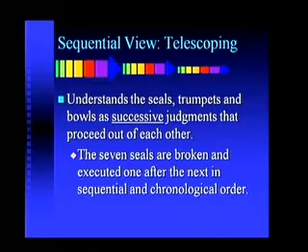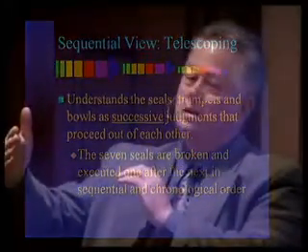The sequential view is sometimes called the telescoping view, and this is the one that I embrace. This understands the seals, the trumpets, and the bowls as successive judgments that proceed out of each other, just like a telescope telescoping out. The 7th seal is the 7 trumpets and the 7 bowls. The 7th trumpet is the 7 bowls. This allows you to see the chronological and the sequential nature of it.